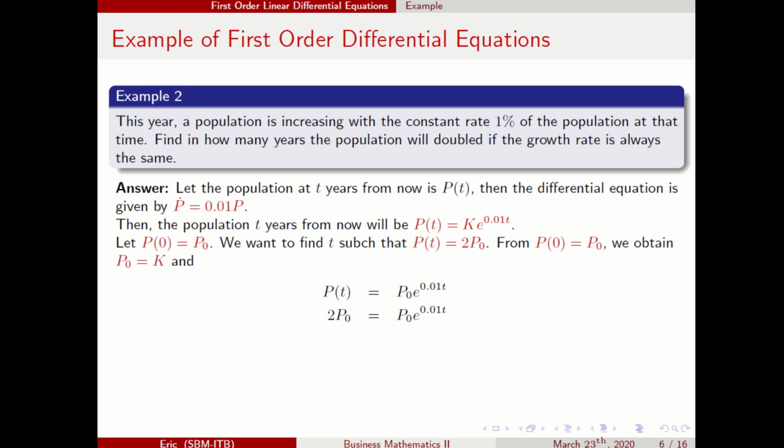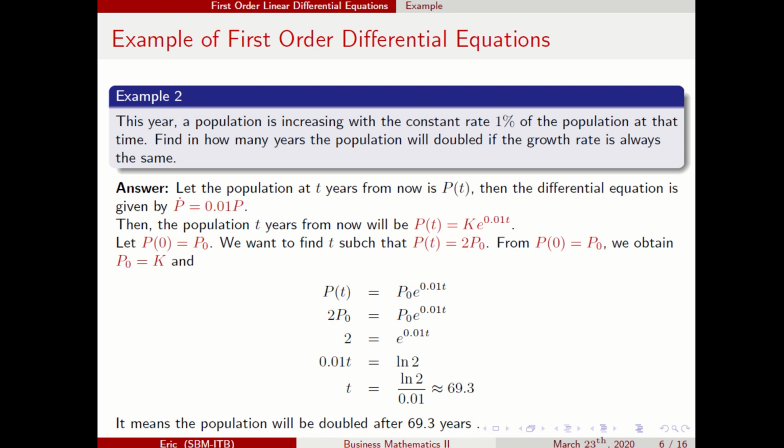So p0 cancels out, so I have 2 equals e to the 0.01 t. So I can bring this to the logarithm. So I can have 0.01 t equals ln 2, natural logarithm of 2. So t equals this. So after 69.3 years, the population will be doubled.